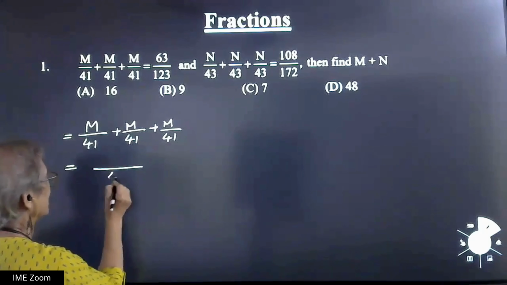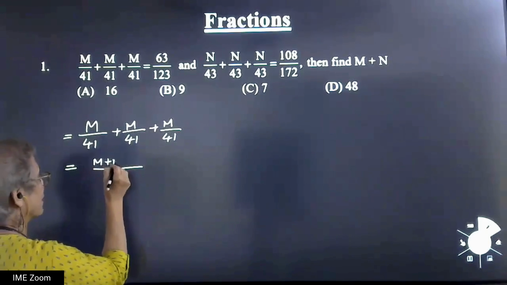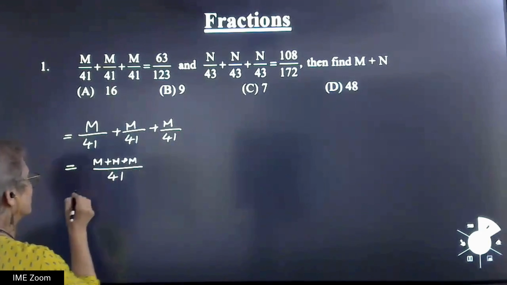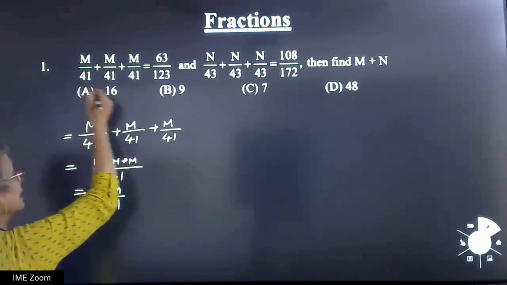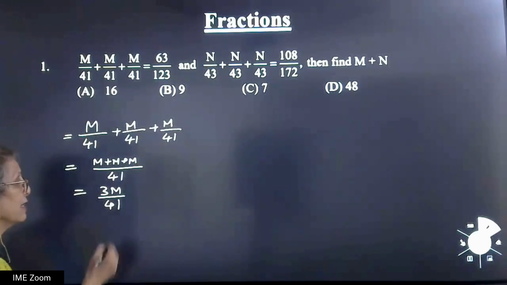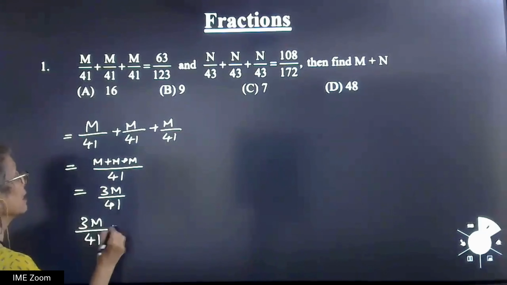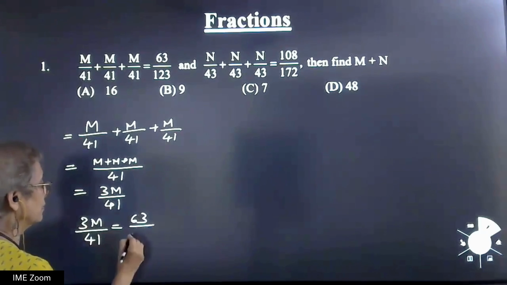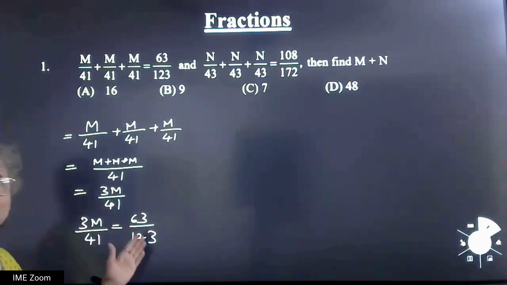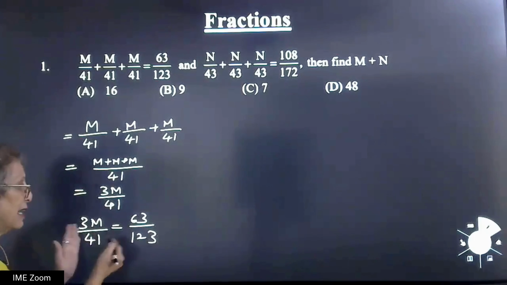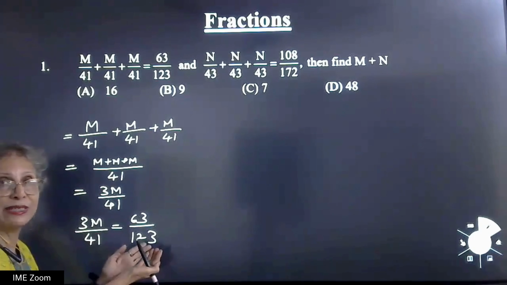Now denominator is same, that is 41. Now M plus M plus M, that is 3M. So 3M upon 41. The sum here in LHS is this. Now what is given? This is equal to 3M upon 41 is equal to 63 upon 123. Right? Now this is a question of equivalent fraction. They are equal, but their denominators are different. So how did we get this 123?